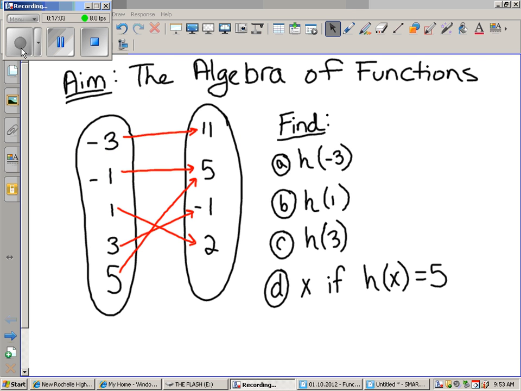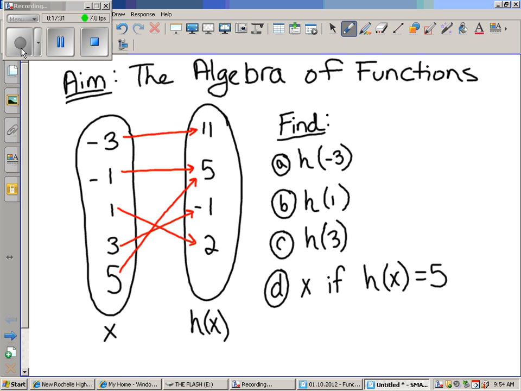So let's talk about the algebra of functions. Let's talk about one other way that you can see a mapping. We talked about this a little bit. Let me show you what this means. This first circle-looking thing, is this the domain or the range? It's the domain. This represents the x values. The second one is the range, it represents the y values. So you could say that this second one is h of x.